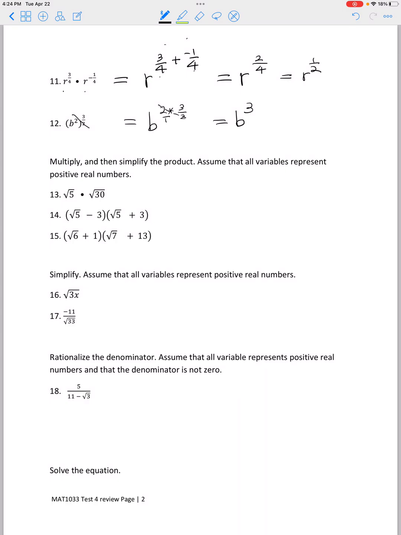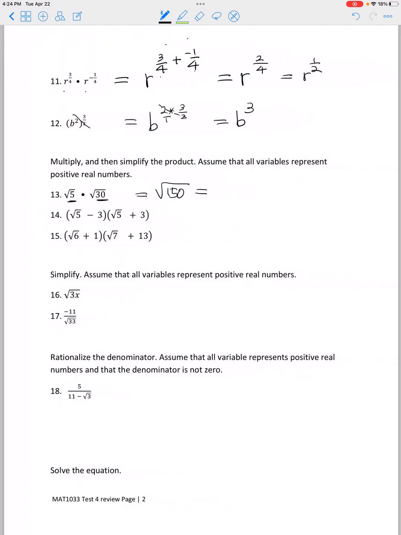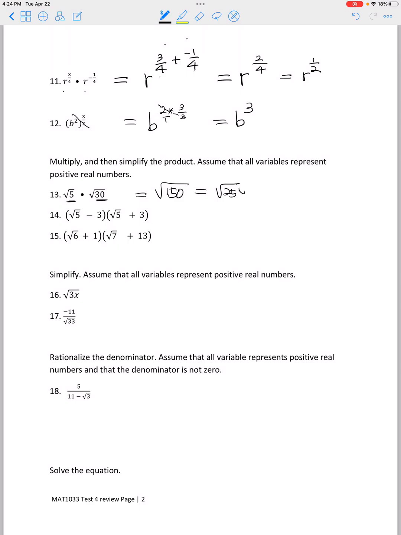13, multiply and simplify the product. So when I'm looking at the radical 5 and radical 30, I multiply and get radical 150. Remember the previous example, 150 is 25 times 6. So I got radical 25 times radical 6. This is 5 radical 6.